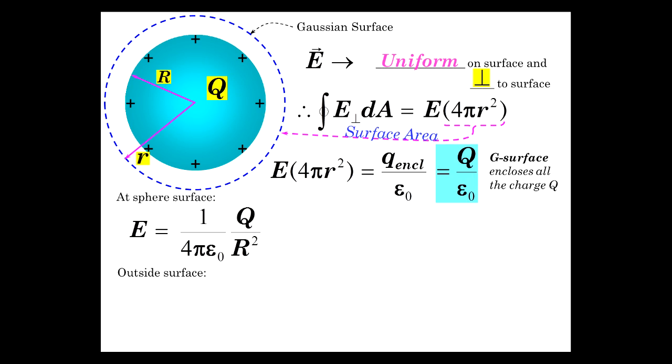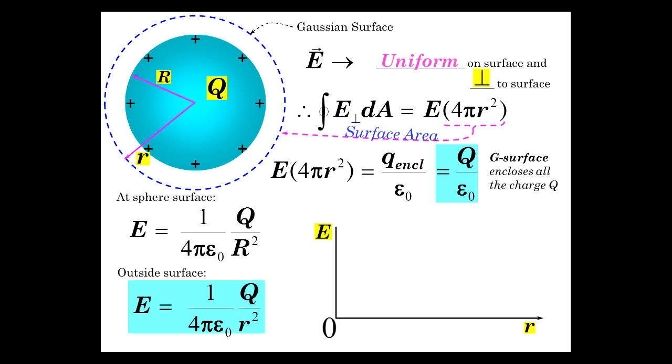Outside of the surface, the same flux passes through the Gaussian surface. And it's little r. So you look at little r here, and this is the variable. At the surface, it's big R, because that's the definition. Outside of the surface, the radius to the Gaussian surface is little r.